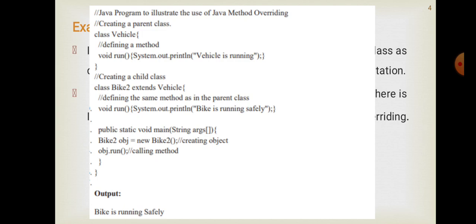So how will you invoke this? For invoking this, I'm going to create an object for bike2. So Bike2 obj is equal to new Bike2, which creates an object. If I am creating an object for bike2 and calling obj.run(), it calls the function which is inside the child class. What is inside the child class? The child class prints bike is running safely. So what is your output? Your output is bike is running safely.